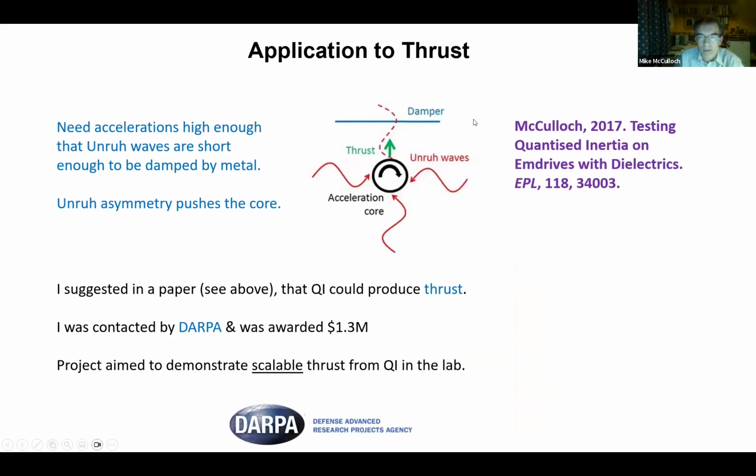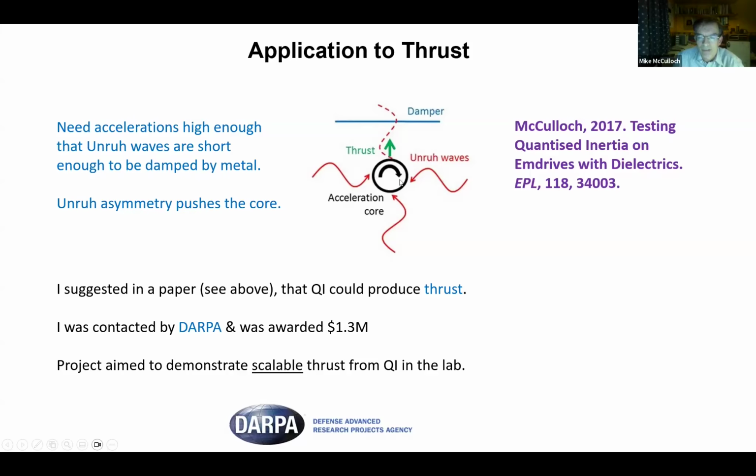Okay, so hopefully I've presented enough evidence for quantized inertia. I'm now going to look at applications to thrust. So imagine you've got an object here, this black circle, which is accelerated hugely, so it's spun at a very fast rate. So because it's accelerating, it will see Unruh waves, shown by these red arrows.